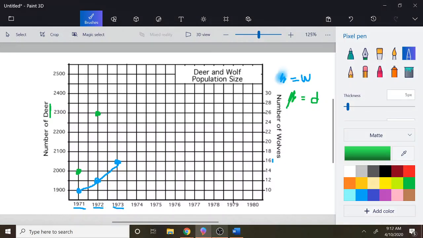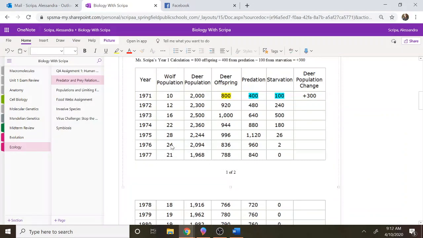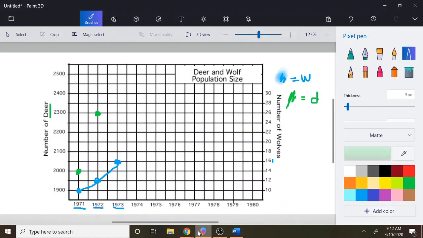Let's do one more. Let's do 1973 as well. All right, so 1973, it says 2,500 on our table. So we're going to go 1973. We're going to go all the way up to the top of our graph at 2,500. All right, and again, we can connect these dots together as well. All right, so that's what you guys are going to continue to do for that graph.